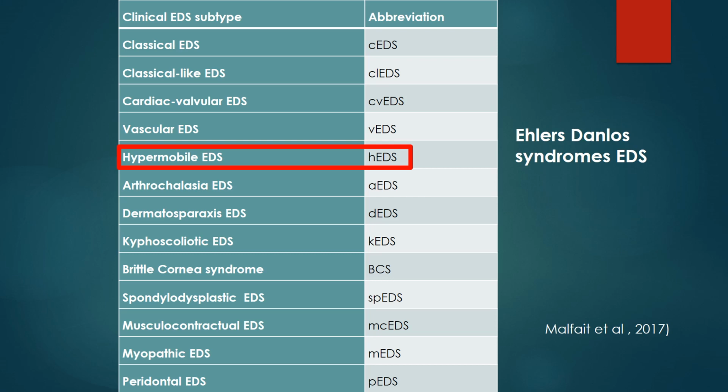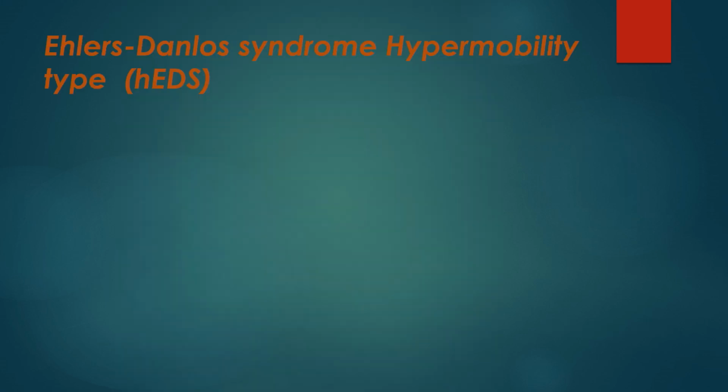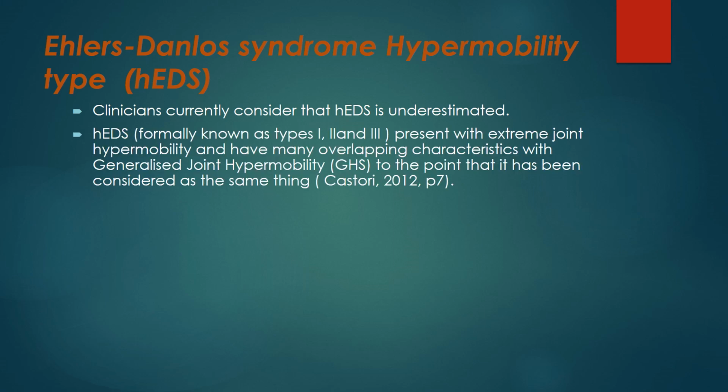It is also the only one of the 13 disorders that cannot be identified by genetic coding and is diagnosed through observation alone and can therefore be missed. As dance practitioners, we aren't qualified to make such diagnoses. However, we need to be aware of the disorder and the implications of it in our practice. Currently, clinicians consider that hEDS is underestimated.